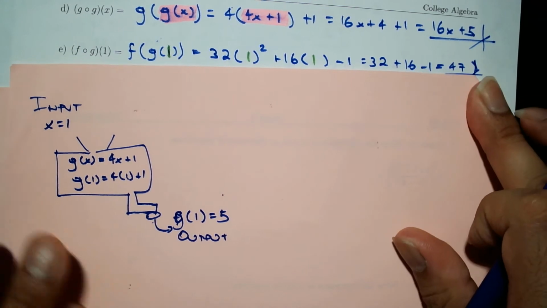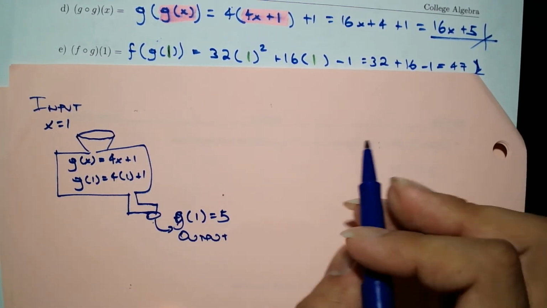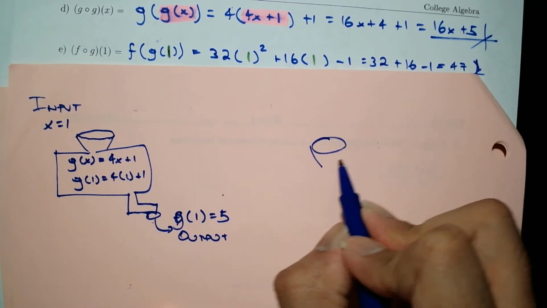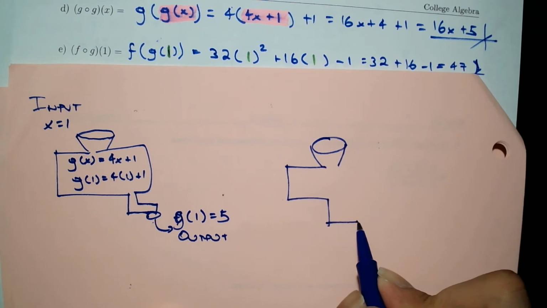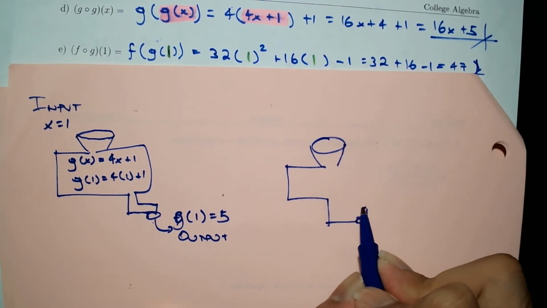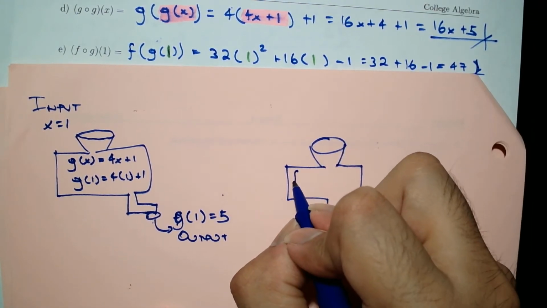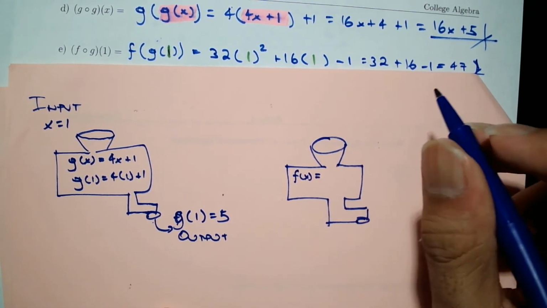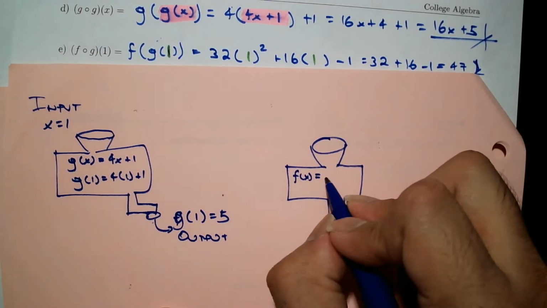Now, this output is going to be the input of a new machine. That new machine will be defined by the other function, which in this case is f of x equals, what was that? 2x squared minus 3.